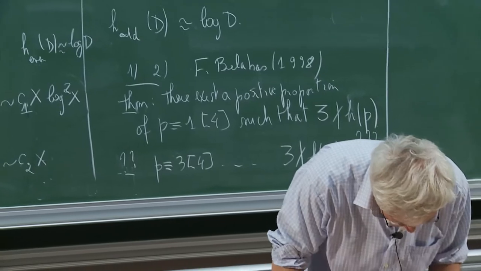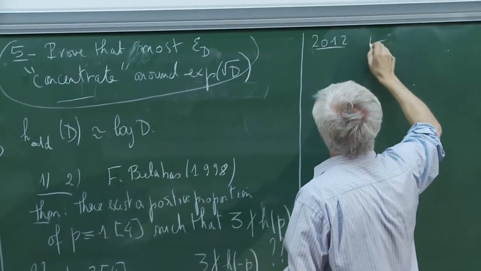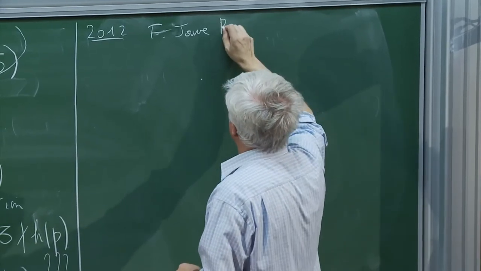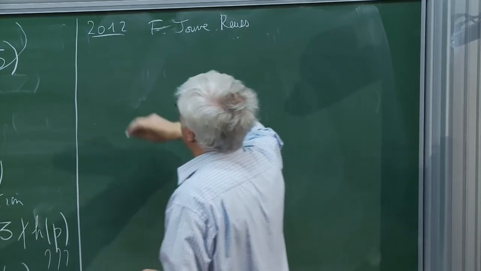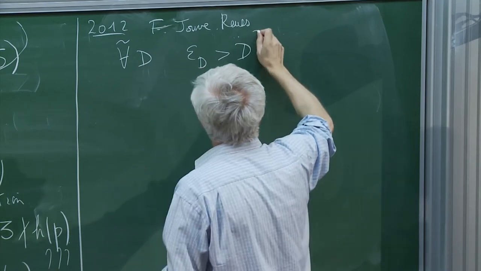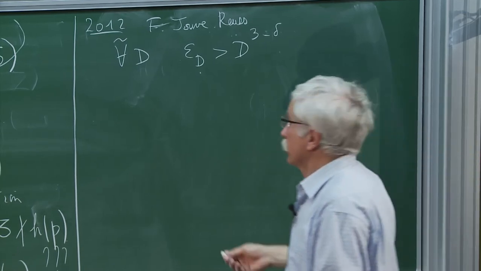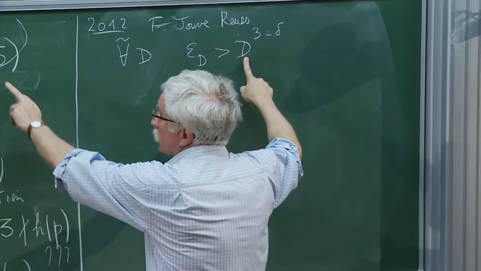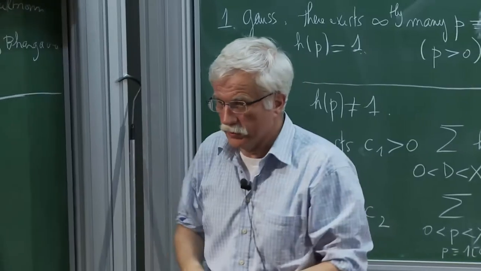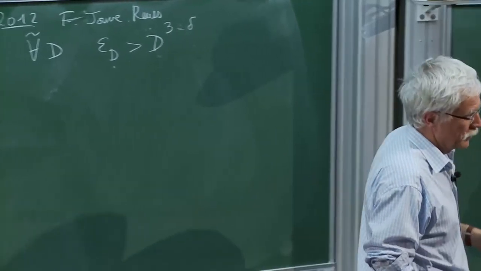It's due to myself, Jouve, and after improved by Ross, which proves that for almost all d, epsilon_d is greater than d to the power 3 minus delta. It's ridiculous, because when you compare this number with this one, it's like the height of a tree in my garden and the distance to the sun. Nevertheless, if someone proves it with 4, it will be accepted, I'm sure.